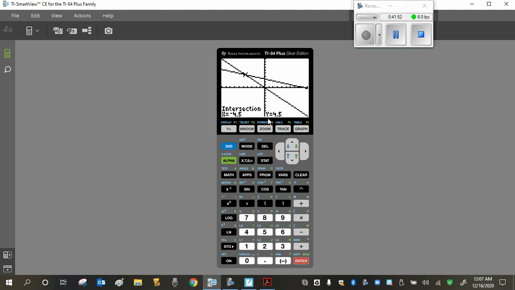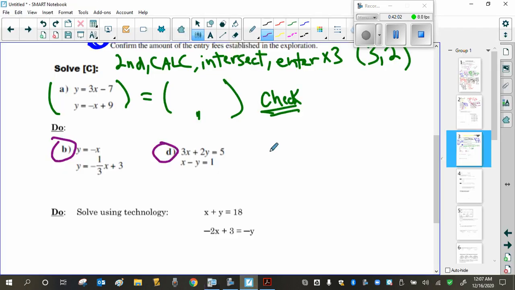Negative 4.5 and 4.5. We have that one already. And now for D, we're going to have to do some solving. So let's go. First one, 3x plus 2y equals 5. I'm going to subtract 3x on both sides. I do it a little quicker because we have a lot of experience at this now.